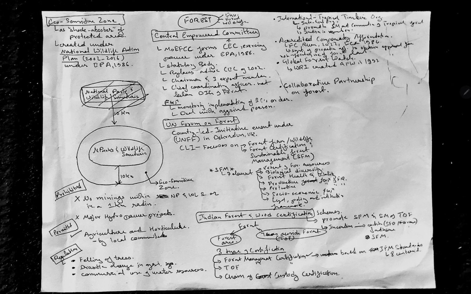And there are three types of certification provided by it. Number one, forest management certification, which is based on three forest management standards. There are 8 criteria to fulfill that. And next is tree outside forest management certification, and then chain of custody certification. All right, I hope this is clear.